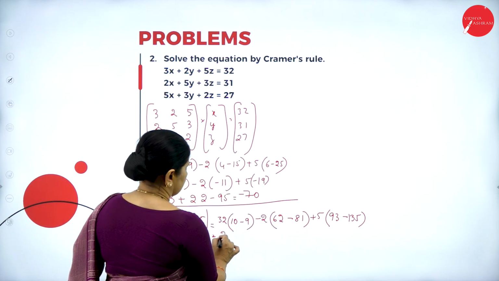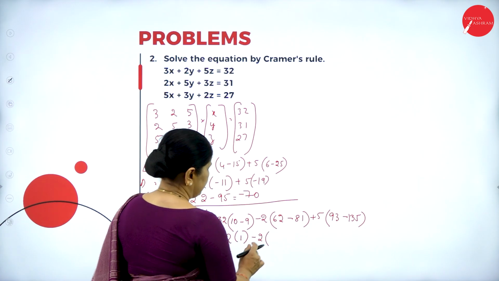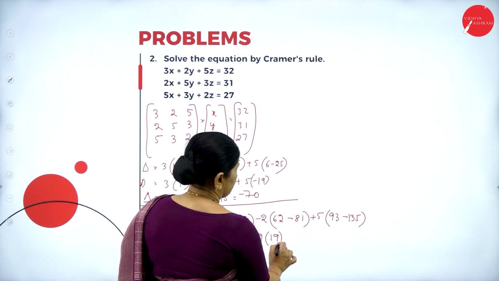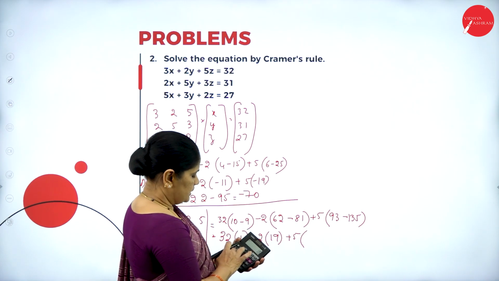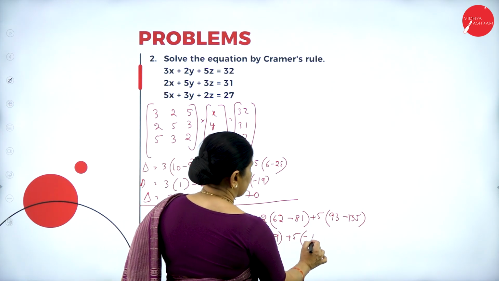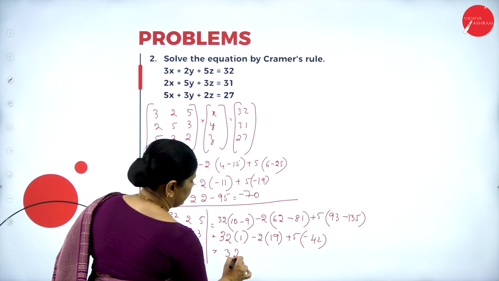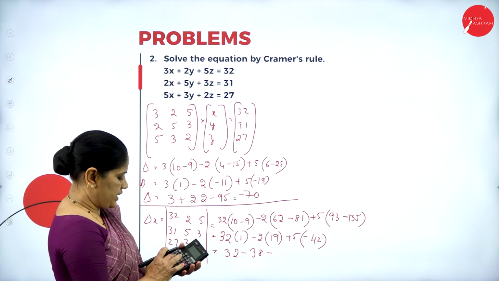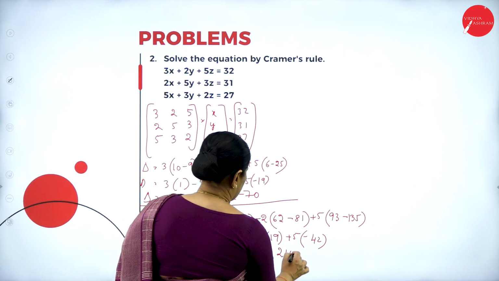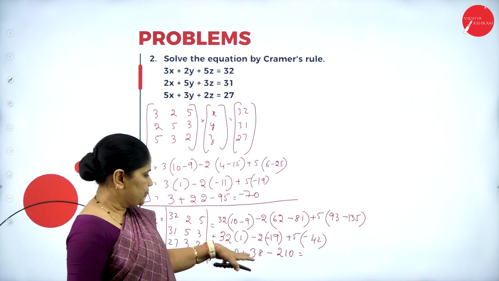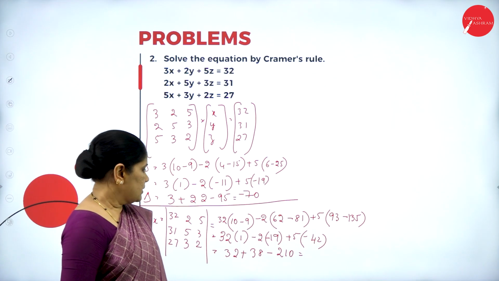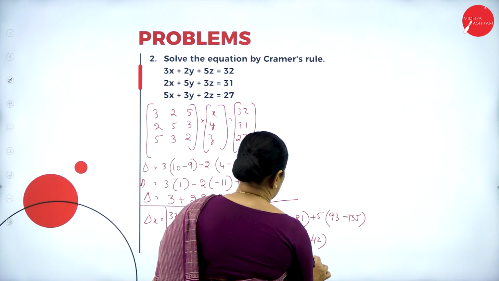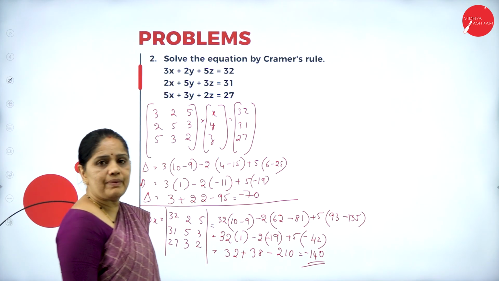So this will be equal to 32 into 1 minus 2 into 81 minus 62, 19 plus 5 into 135 minus 93, 42. So this will be 32 minus 19 2s are 38 minus 42 into 5, 210. See, we have 32 into 1, 32 plus 38 minus 210. So 32 plus 38 is 70. 70 minus 210 is minus 140. So the value of delta x is minus 140.